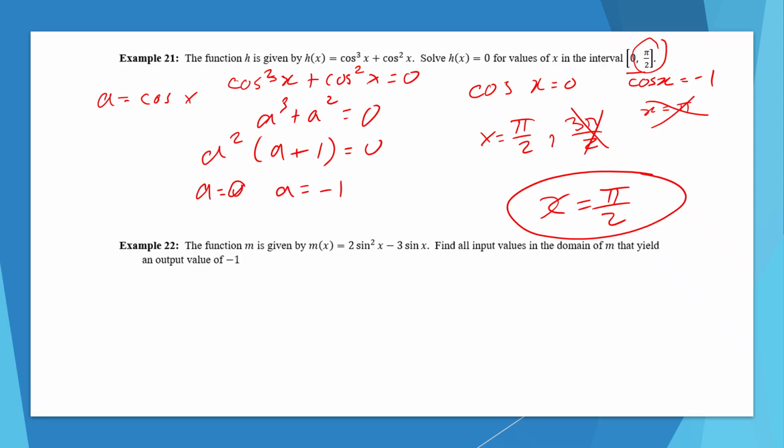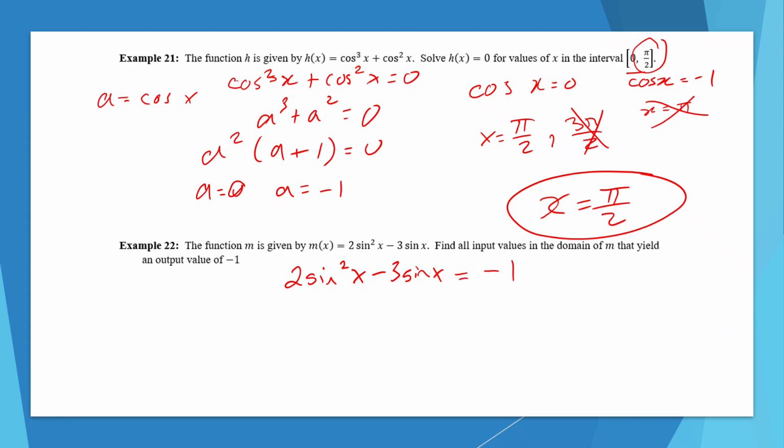All right, and then example number 22, you will see a problem, I can guarantee you right now, very, very, very similar to this on your next quiz, where you will have to use the a method for a trig function like this. So here we have 2 sine squared x minus 3 sine x, and we want to find all inputs where this is equal to -1.